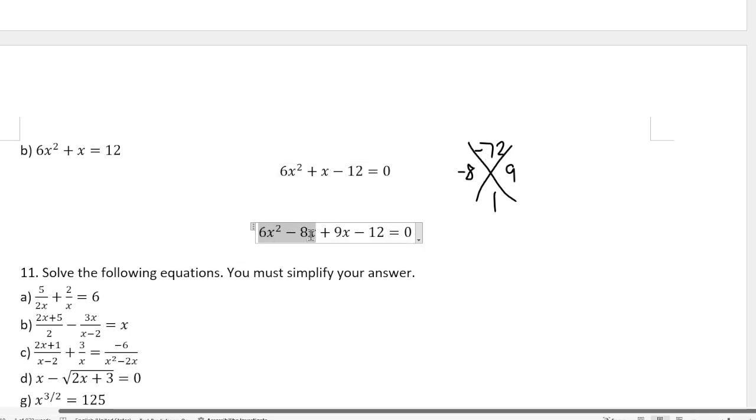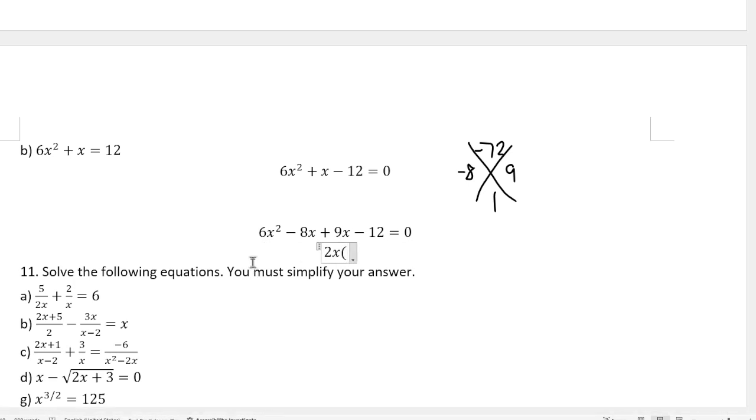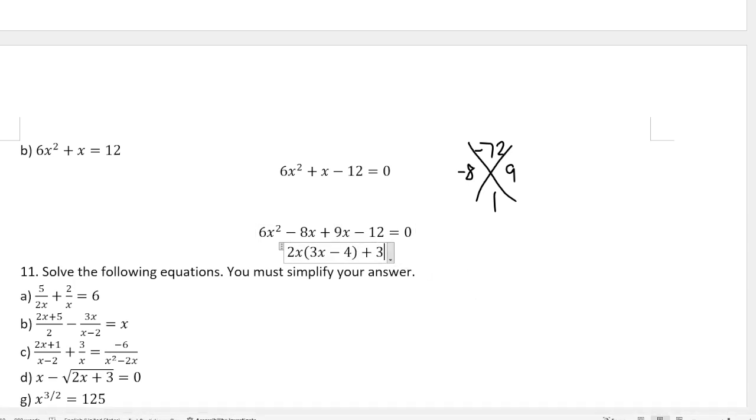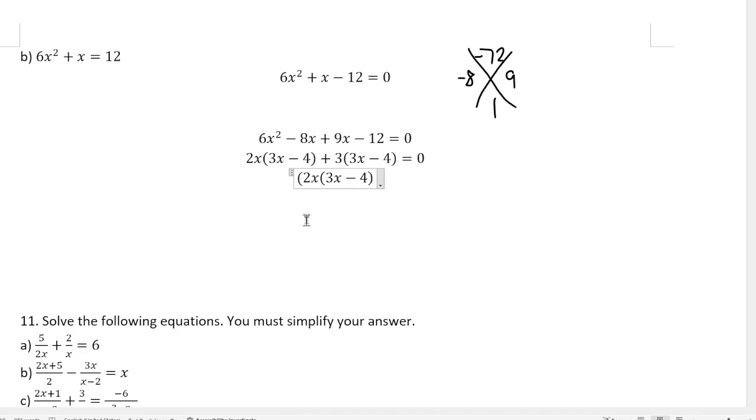And now we factor by grouping. This one has 2x as a common factor, so 2x times 3x minus 4. And then this one has 3 as a common factor, so if I factor out 3, it will be x. 3 times 3x is 9x, and then 3 times 4 is 12. So that's what you get. Alright, and then you see that 3x minus 4 is common, so you can factor that out. And if you factor it out, you have 2x plus 3 left. And that's equal to 0.